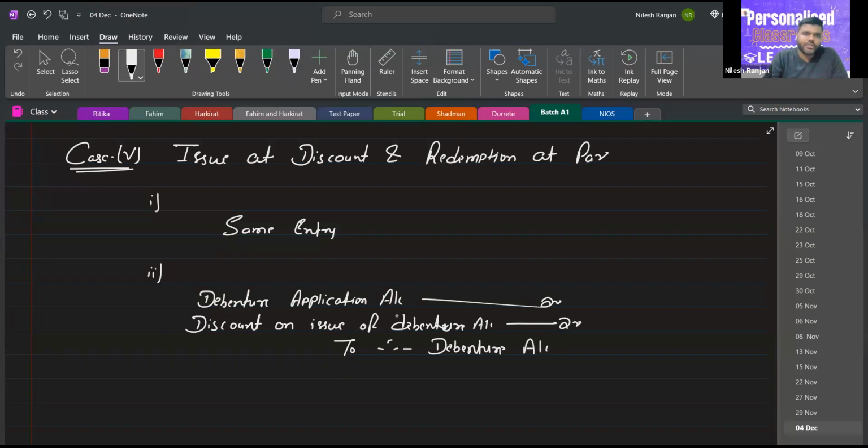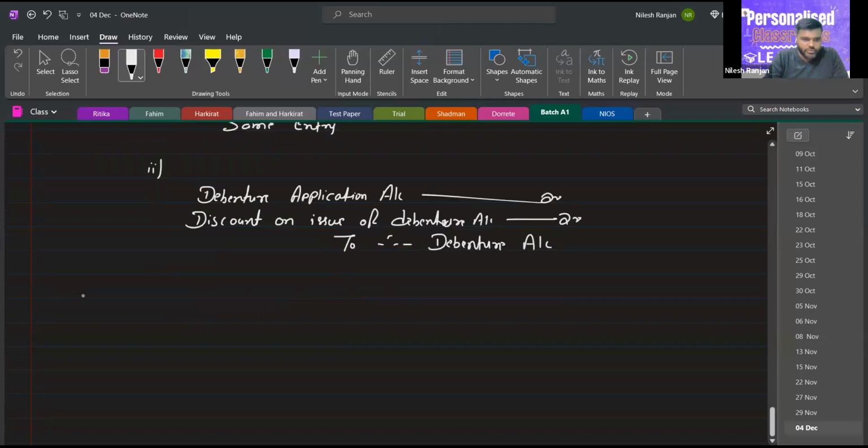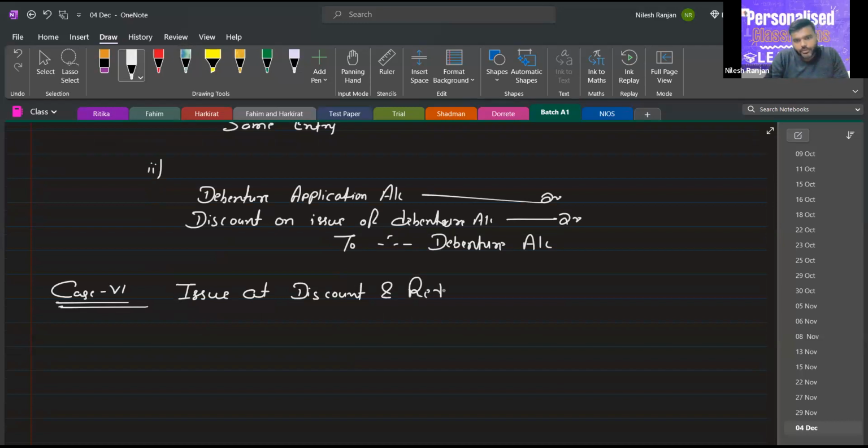So this is case number 5, and let me complete case number 6 also, because it is also related to discount. So issue at discount and redemption at premium. Now, can you tell me in this case, there is profit or loss? There is loss. Harkirat, what do you think? There is profit or loss?